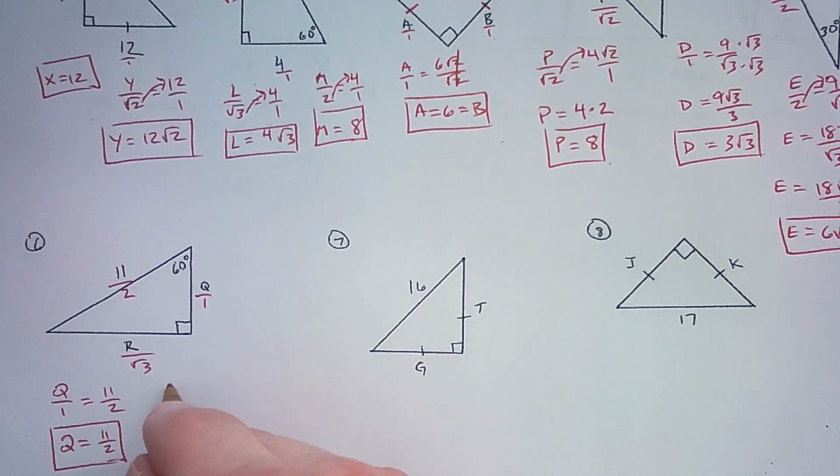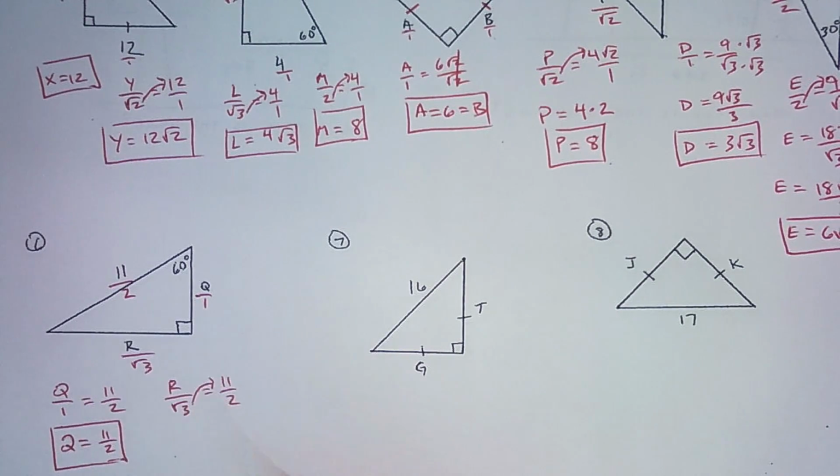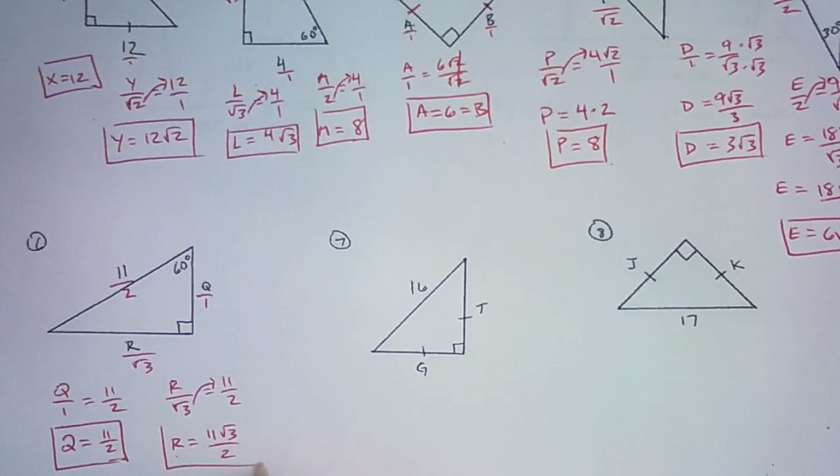Okay, then I have r is to the square root of 3 as 11 is to 2, and I will multiply the square root of 3 across, and I get r is 11 root 3 over 2.